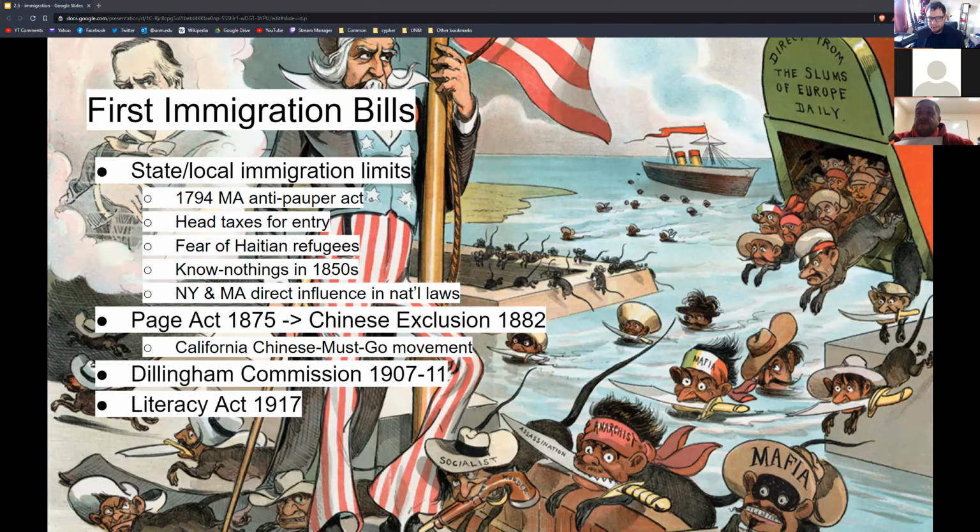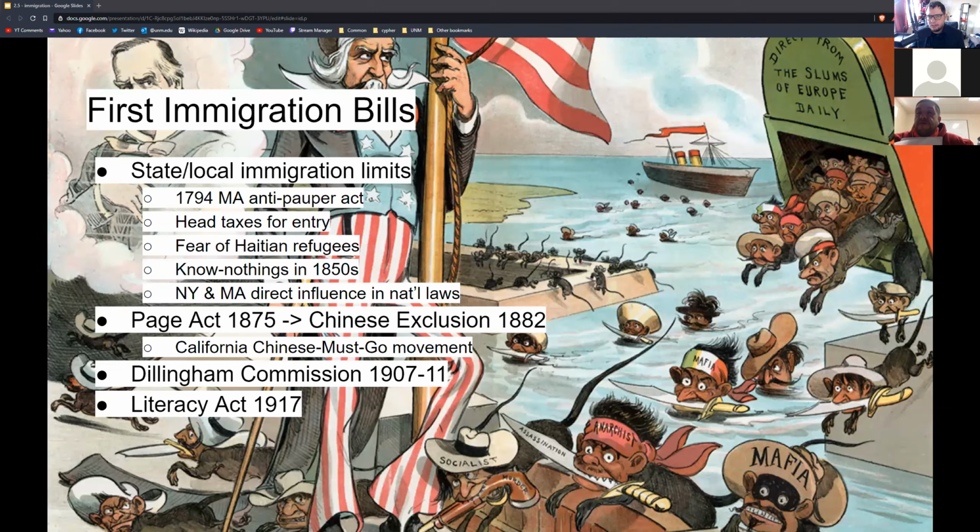And there were also significant laws against Haitian refugees after the Haitian Revolution. This had a lot to do with slavery at the time, but it also had this fear of socialism and anarchism coming from the dark people. Read that as you will.